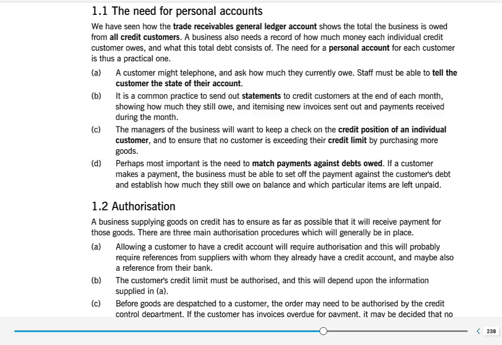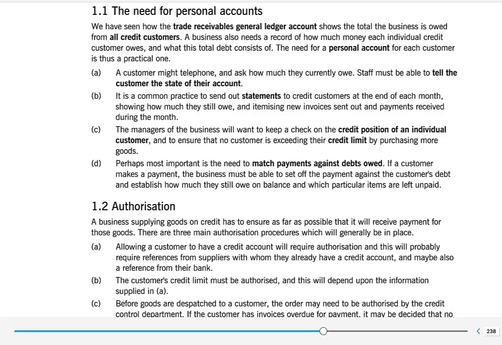That individual record is the personal account in the receivables ledger. The control account answers, how much do customers owe in total? The personal accounts answer, who owes what and why. Now the book lists several practical reasons. Let us expand each one in real office language and also in exam language.